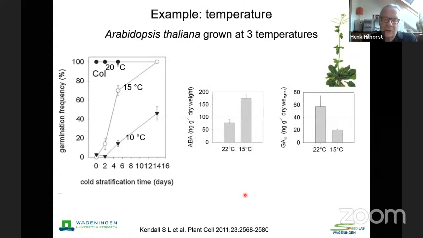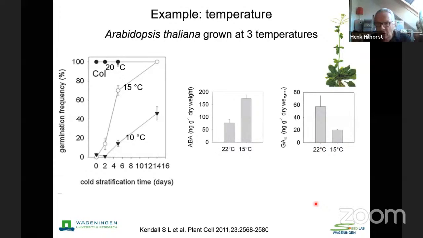Now, if we look at the amounts of ABA and GA in the seeds, then you can see at 22 degrees, well, that is close to this one, but there is no dormancy. There is relatively low ABA and high GA levels. Sorry, ABA is low at 22 degrees, but it is high at 15 degrees. 15 degrees is more dormant than at 22 degrees. The GA levels are just the opposite. At 22 degrees, they are high as compared to 15 degrees.